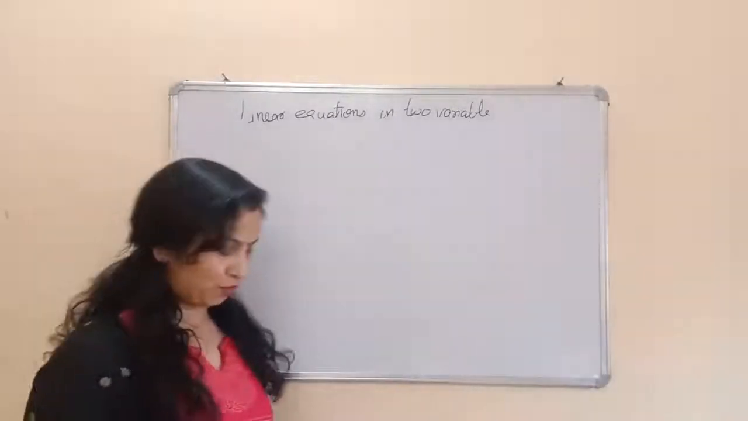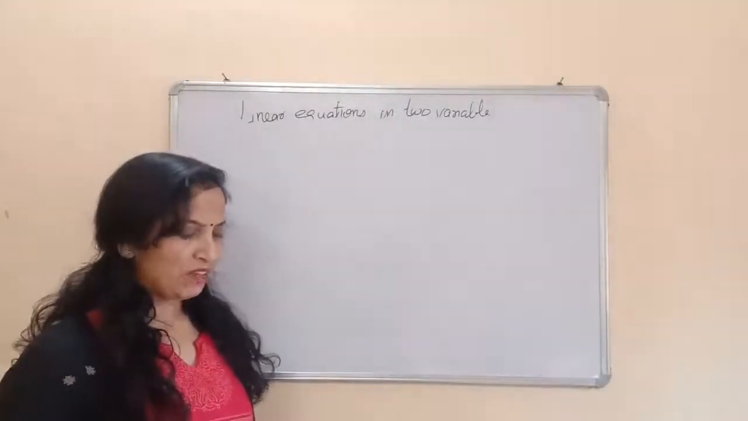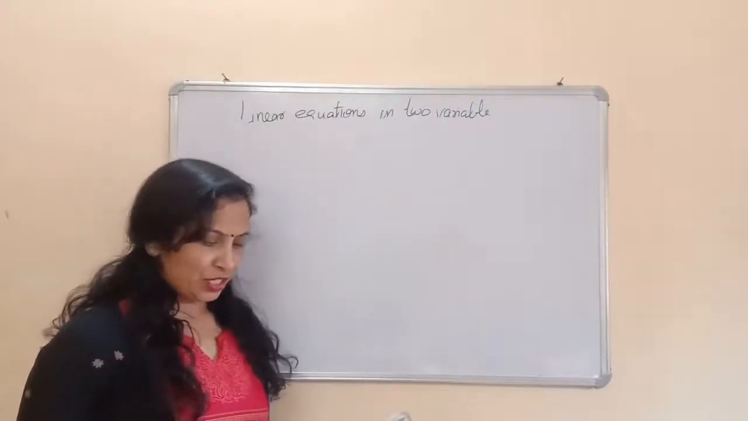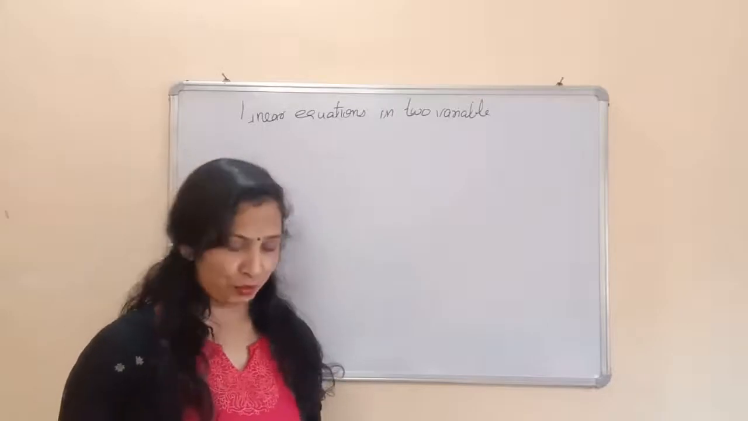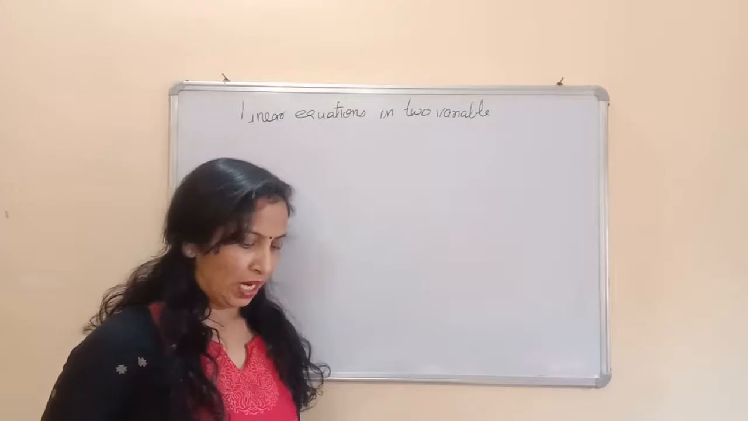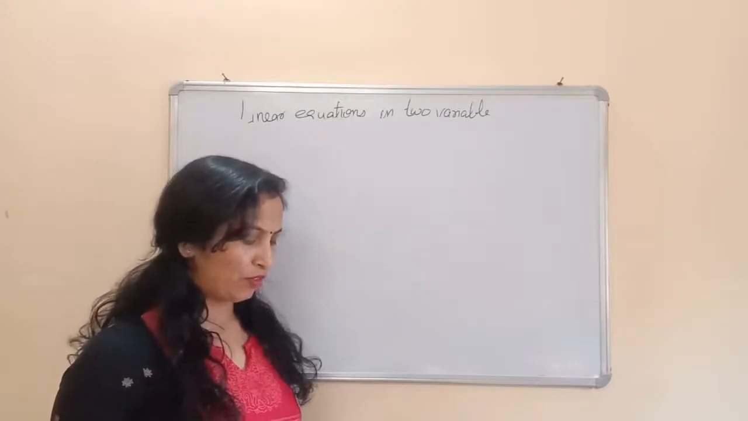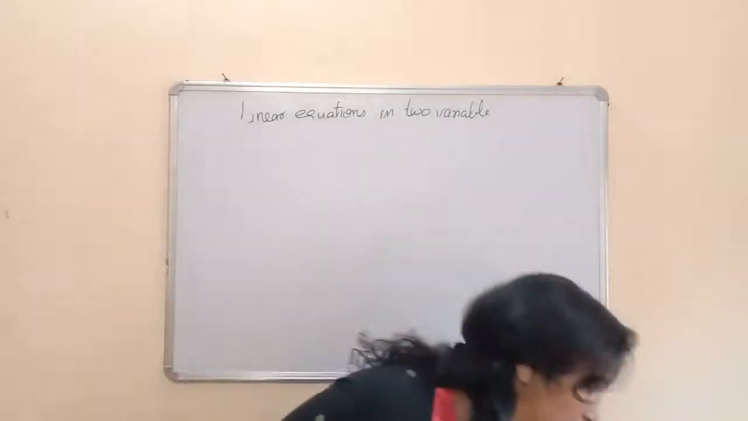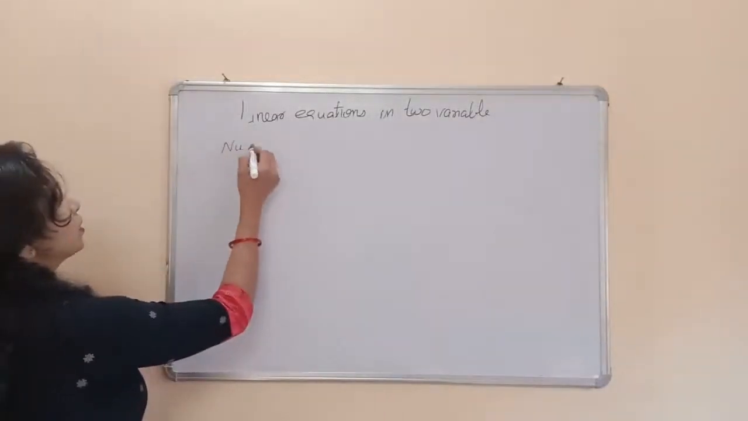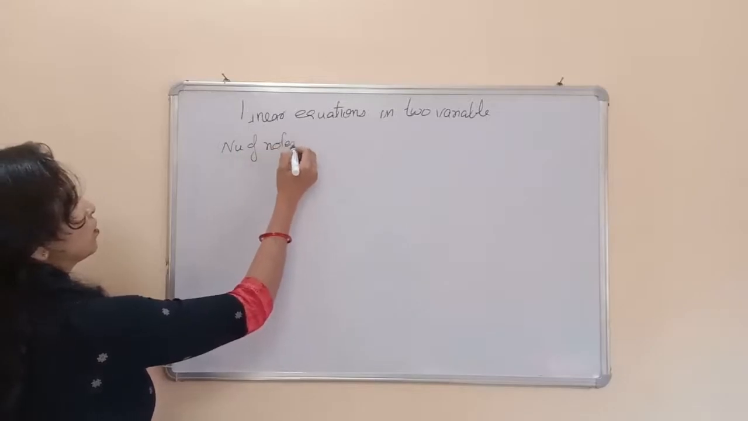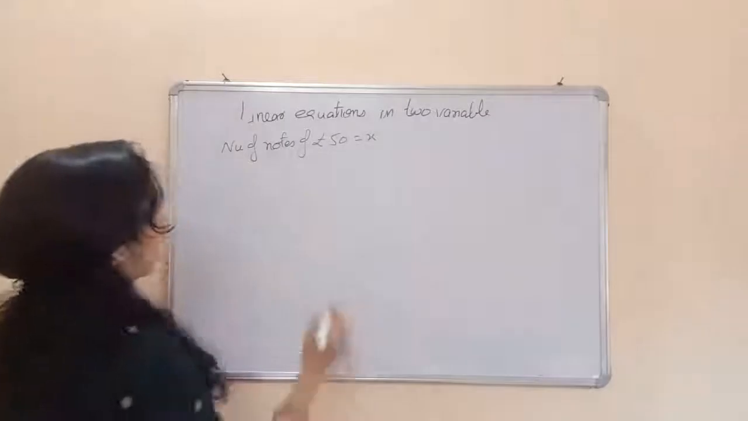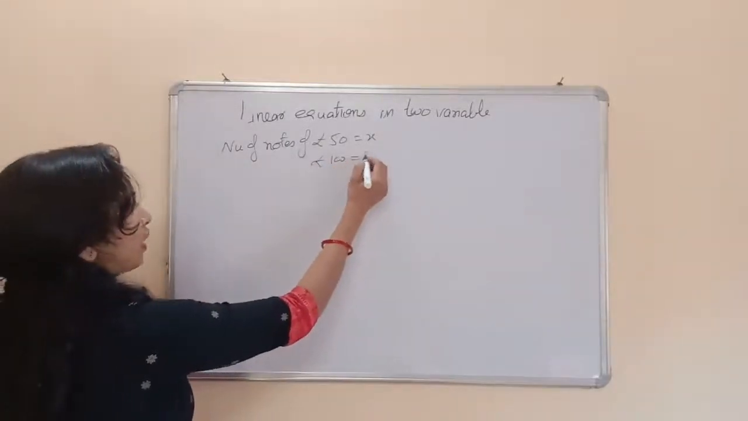The 4th part of question number 2 is, Meena went to the bank to withdraw rupees 2000. She asked the cashier to give her rupees 50 and rupees 100 notes only. Meena got 25 notes in all. Find how many notes of 50 rupees and 100 rupees she received. So suppose the number of notes of rupees 50 is equal to x and of rupees 100 is equal to y.